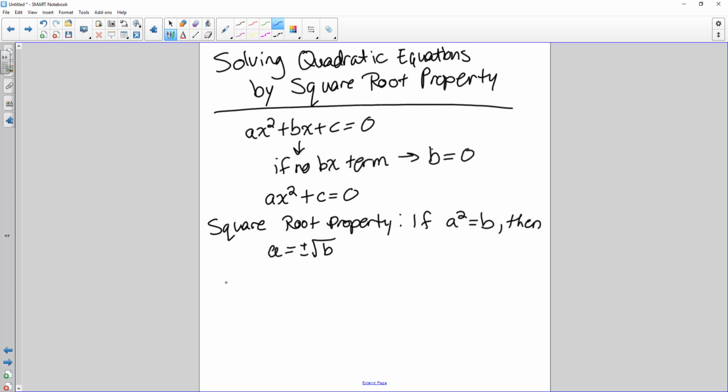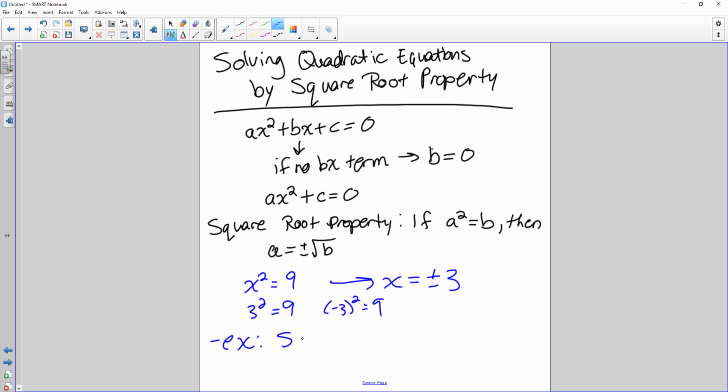Before we make sense of this, let's say I have something squared equals 9. Well, 3 squared is 9, but also negative 3 in parentheses squared is 9. So really, in this situation, x is a positive 3 and a negative 3. So that's why we have this rule.